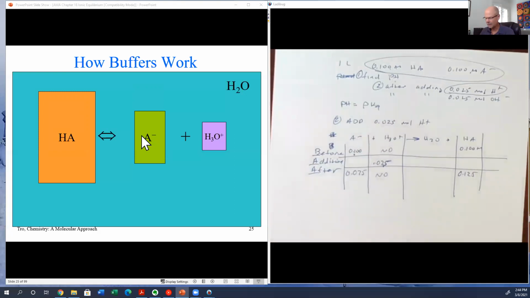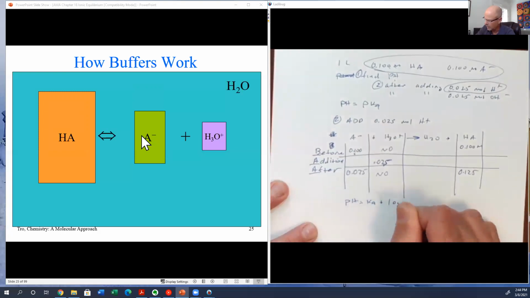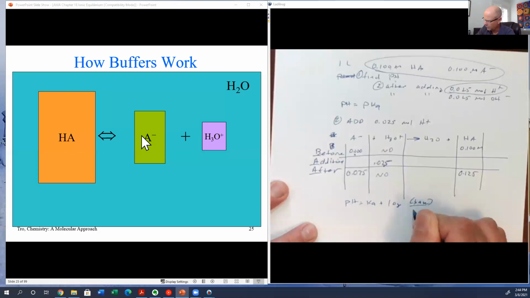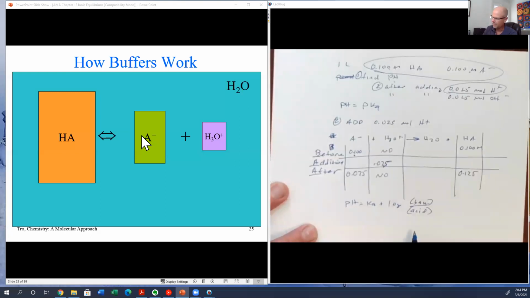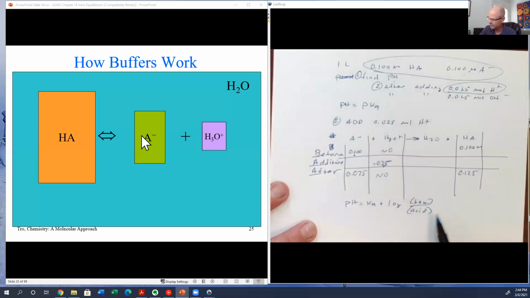The second part of my calculation is to do an equilibrium problem using the Henderson-Hasselbalch equation. So I'm just going to say pH is equal to pKa plus the log of base over acid, except now the amount of base and acid have changed, right? They're no longer 0.1 and 0.1. What are they now? 0.075 and 0.125. Correct. The base is 0.075 and the acid is 0.125.